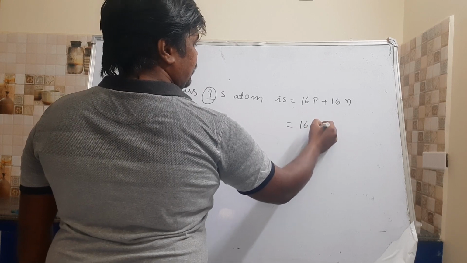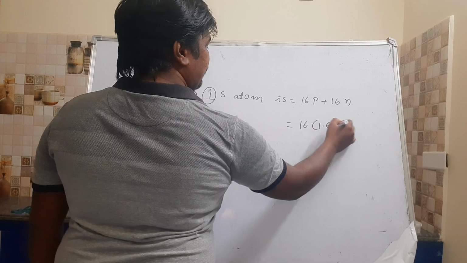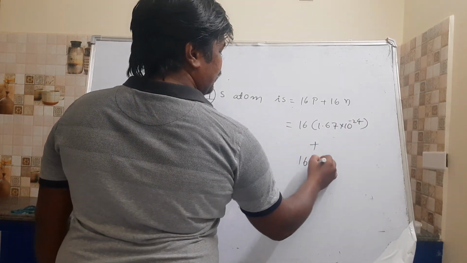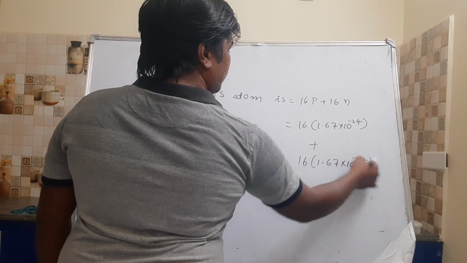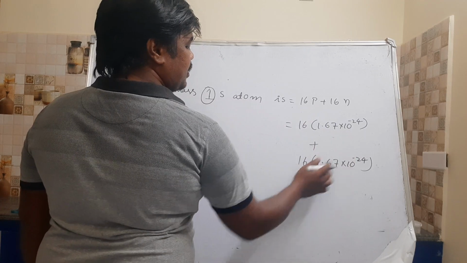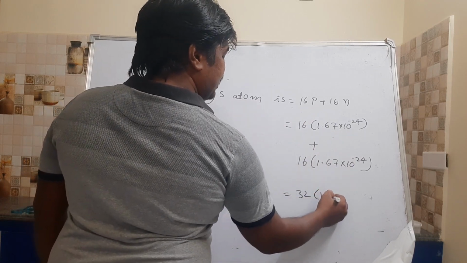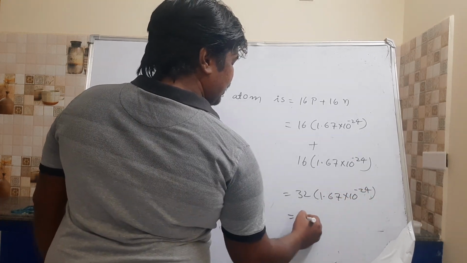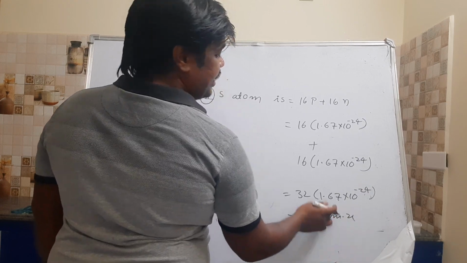So 16 into 1.67 into 10 to the power of minus 24 plus 16 into 1.67 into 10 to the power of minus 24. This is the mass of the protons, this is the mass of the neutrons. So 32 into this value, 1.67 into 10 to the power of minus 24. This is nothing but 32 AMU. 1 AMU is equal to this many grams.